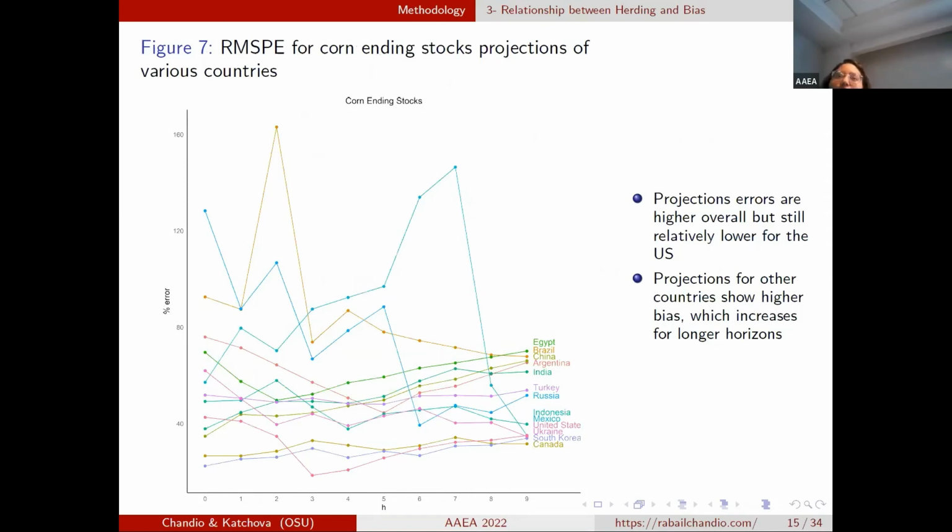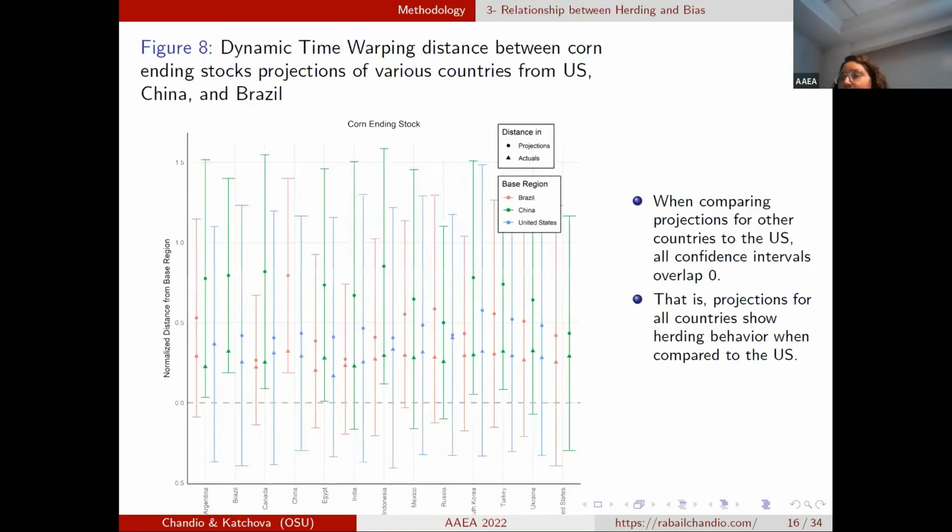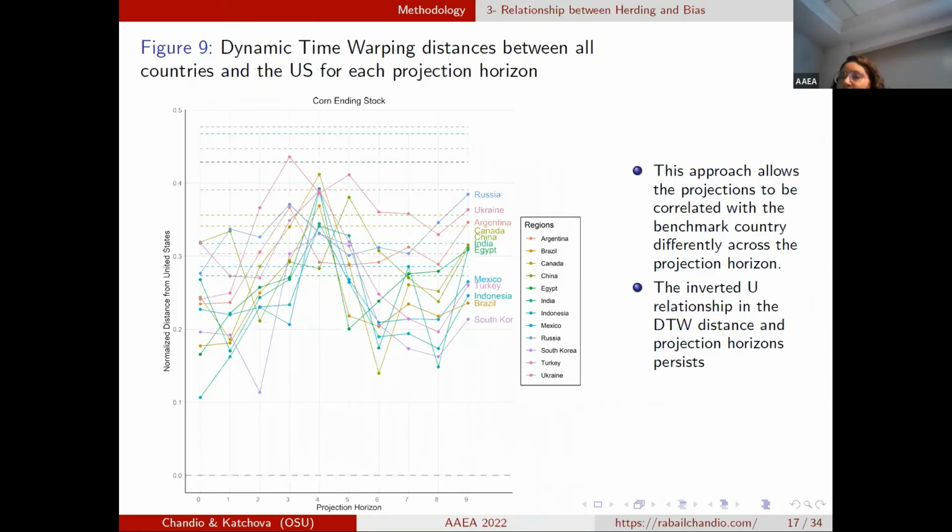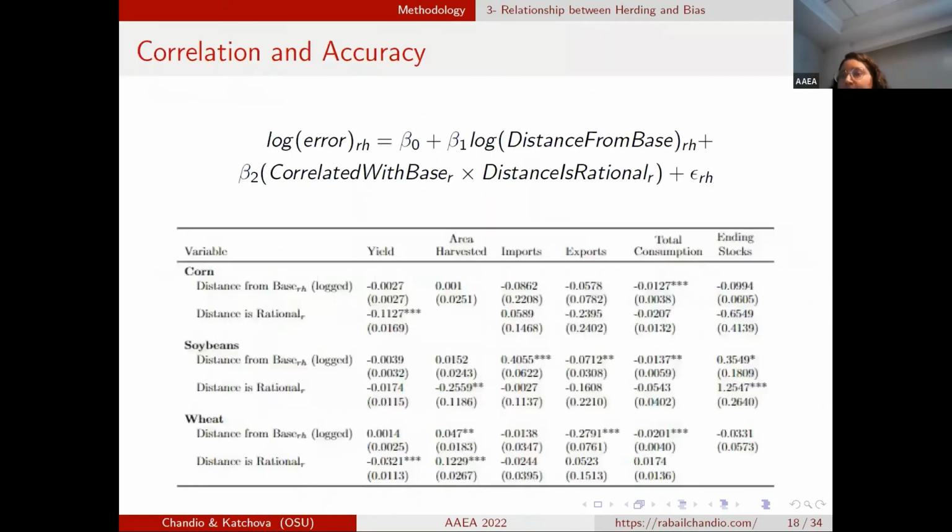The US is at the bottom, but not the absolute bottom. It's kind of the third lowest line. The variation here is, again, much higher. But again, all of the projections for the US are correlated with all of the regions. The inverted U relationship remains, but these projections vary across regions much more than projections for corn yield did. So does this correlation among different regions' projections have something to do with the bias that we observe in these projections? That is the regression we saw above.